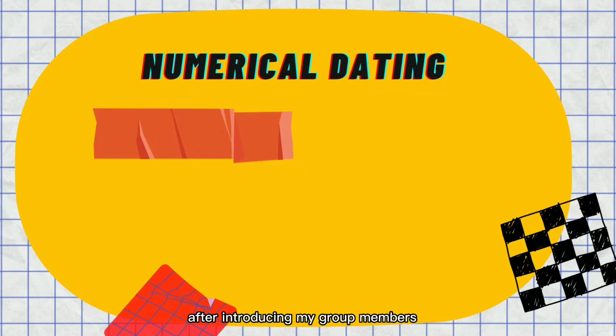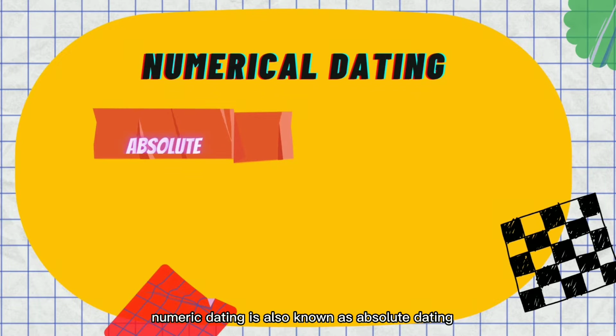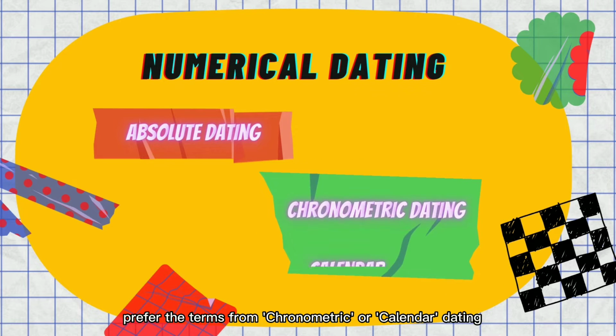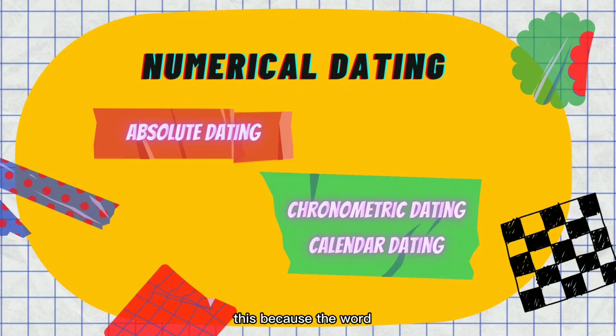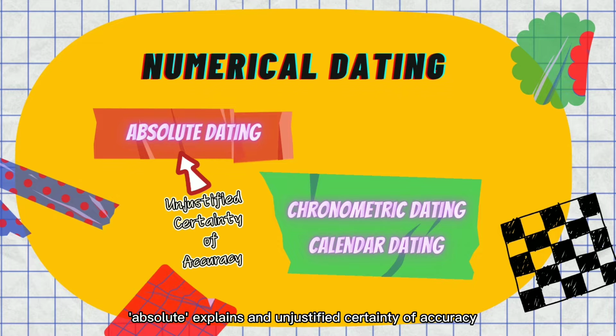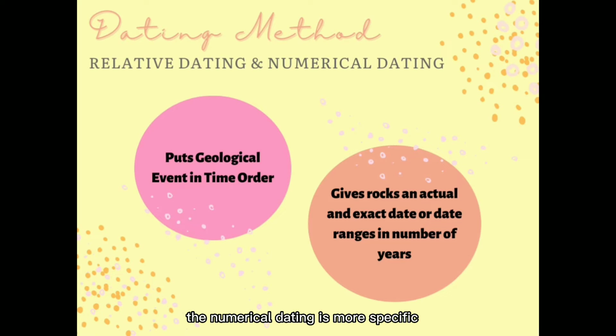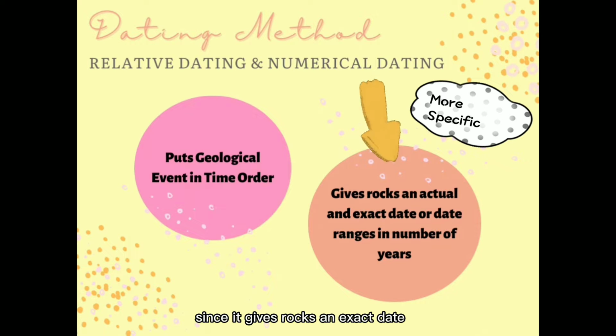After introducing my group members, I would like to introduce about numerical dating. Numerical dating is also known as absolute dating, but some scientists prefer the terms chronometric or calendar dating. This is because the word absolute expresses an unjustified certainty of accuracy. Unlike the relative dating that puts geological events in time order, the numerical dating is more specific since it gives rocks an actual and exact date or date range in number of years.